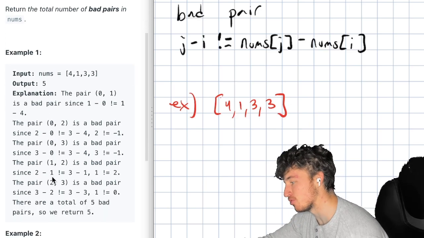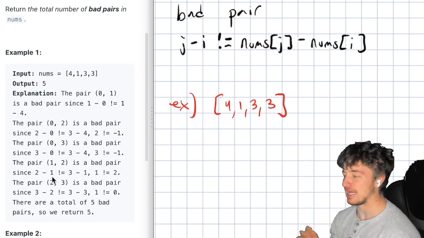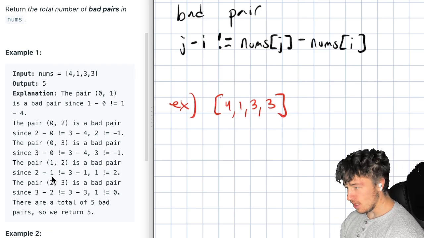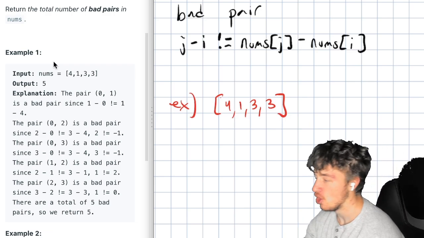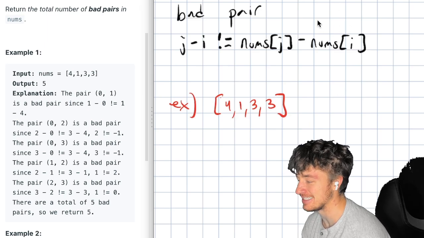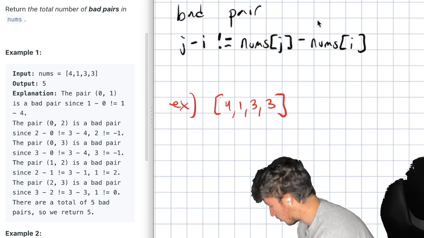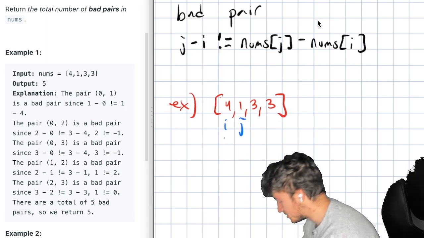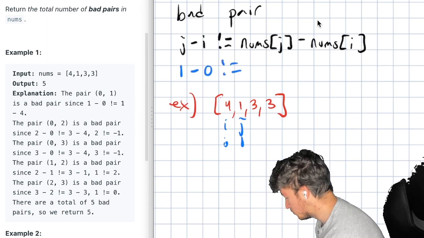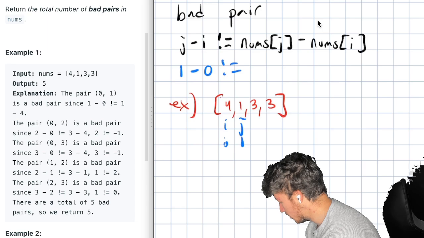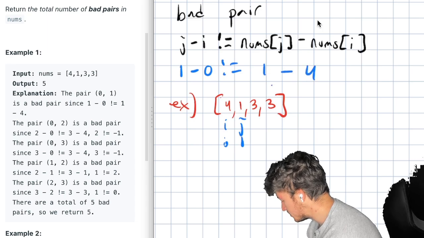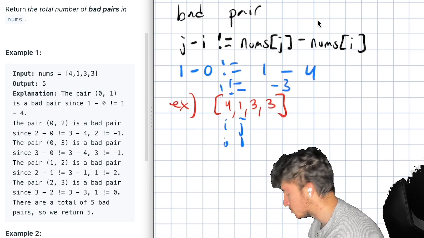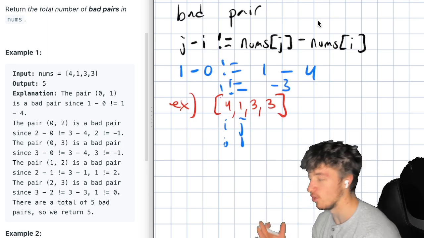You can go down through this whole thing. I'm not going to do it, but I think you understand the logic of this problem. It's pretty simple: you just want to find all the pairs where this situation is true. For 4 and 1, I said I wouldn't do it, but now I'm going to. This is i and this is j, so i is 0 and j is 1. So we say 1 minus 0 not equal to nums of j, which is 1, minus nums of i, which is 4. That's negative 3. This is 1. They are not equal to each other, so that would add 1 to the solution.